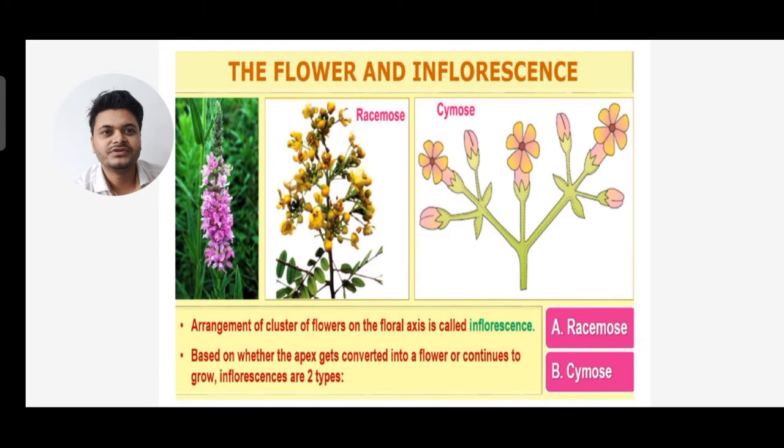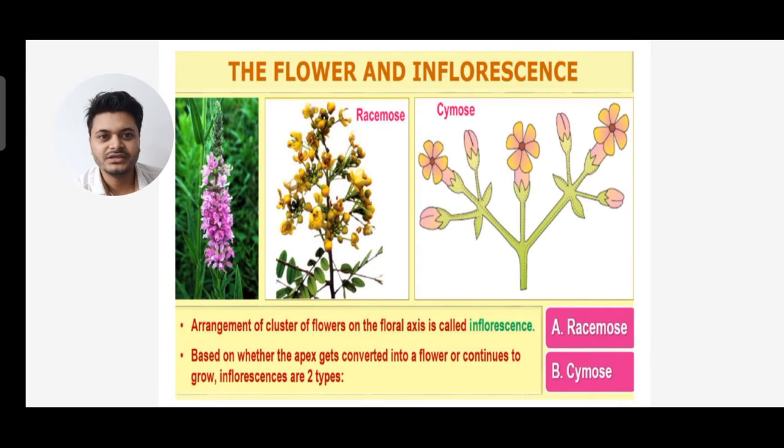Now moving to the different types of inflorescence that we have. There are two types of inflorescence: one is racemose, another is cymose. So what is inflorescence? The arrangement of a cluster of flowers on the floral axis is called inflorescence. First we'll see the definition of inflorescence, then we'll go to racemose and cymose.